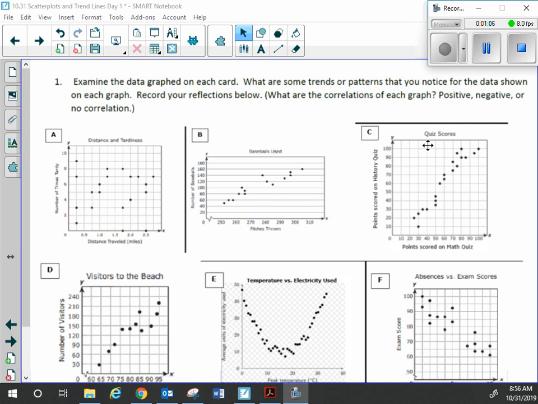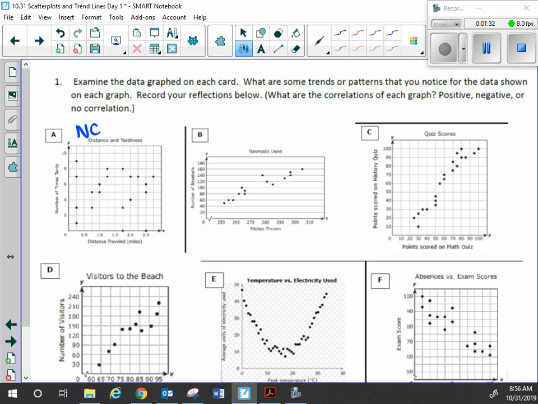There's no pattern. They're all scattered all over the place. There's nothing that says, so this is distance traveled and number of times tardy, right? Does it make sense that there would be no correlation between those? Yes. Your distance traveled has nothing to do with how many times you were tardy in class. Okay, so no correlation. I'm just going to put NC.